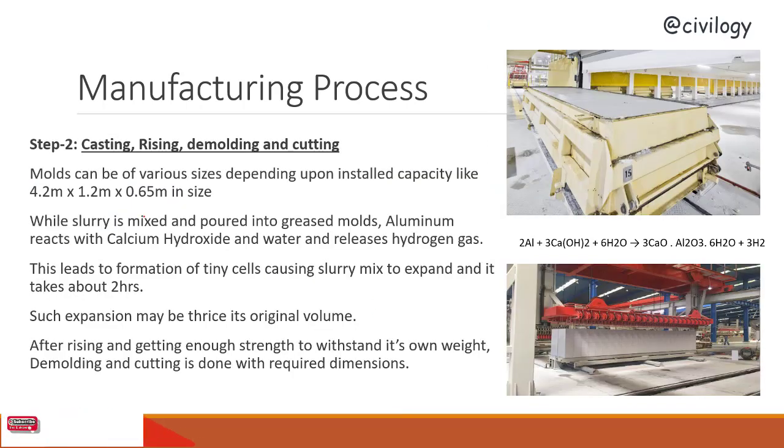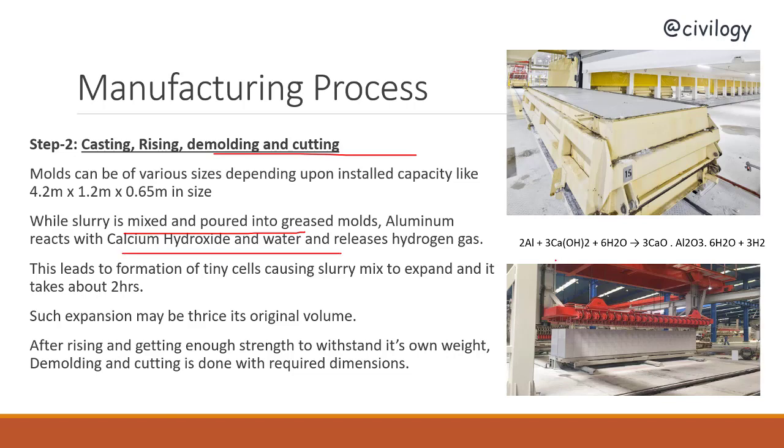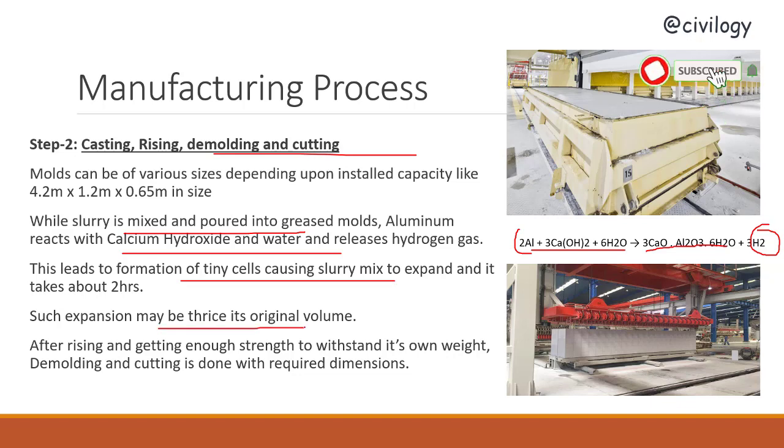Step 2. Casting, rising, demolding and cutting. The molds we are using have to be greased before pouring, because the stickiness of the concrete towards the molds is removed by greasing the surface, and then slurry is mixed and poured into the greased molds. Aluminium reacts with calcium hydroxide. You can see in the reaction, aluminium reacts with the calcium hydroxide and with water to form hydrogen gas. This leads to the formation of tiny cells.